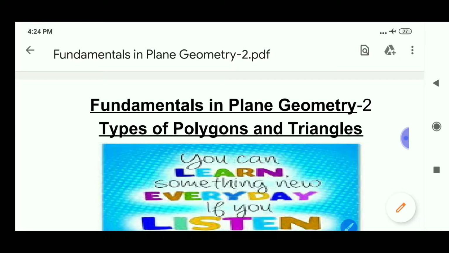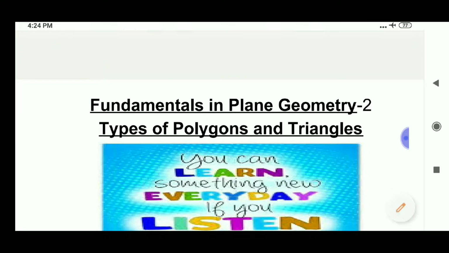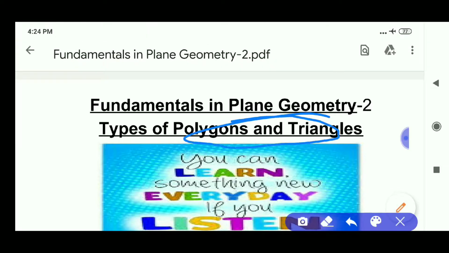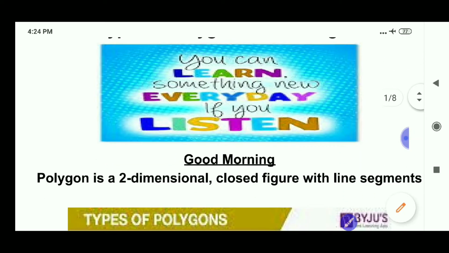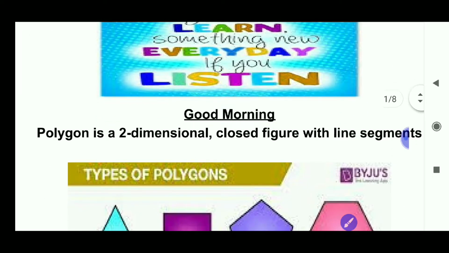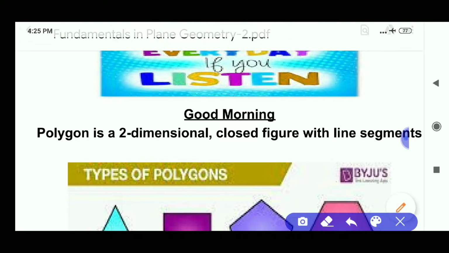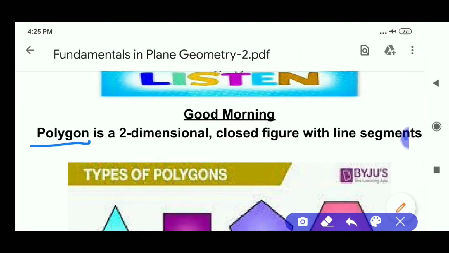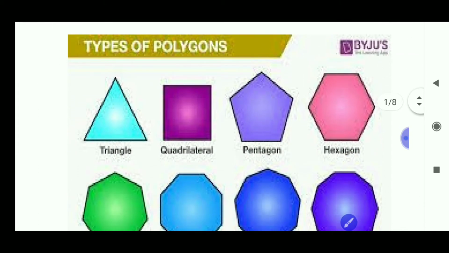Today's topic is types of polygons and triangles. What is a polygon? A polygon is a two-dimensional closed figure with line segments. Types of polygons. Observe here.